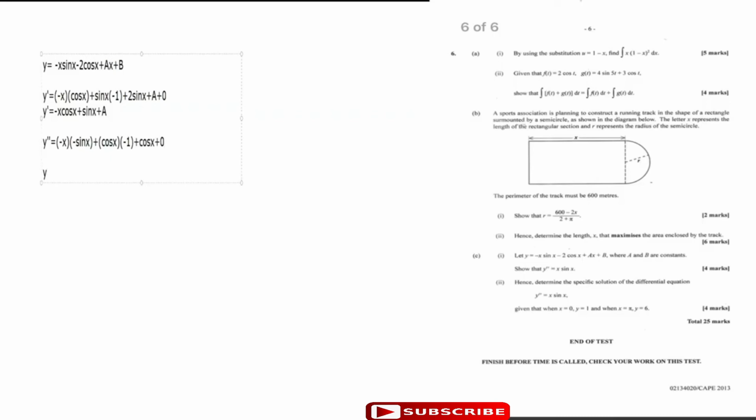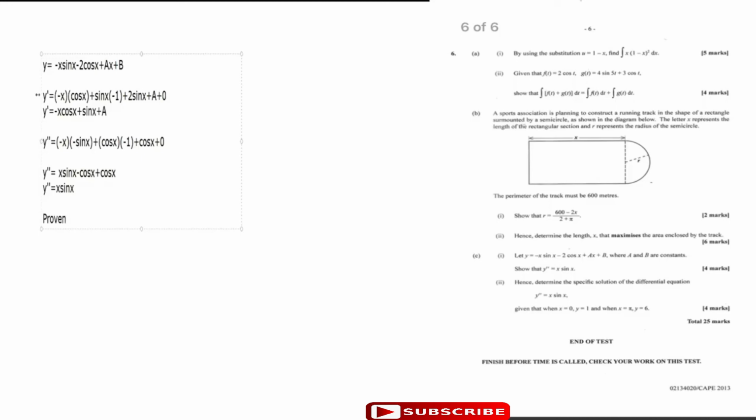So the second derivative, y double prime, is equal to x sine x, then cos x minus cos x plus cos x. So minus cos x plus cos x is 0. And so y double prime is equal to x sine x. So that's proven.